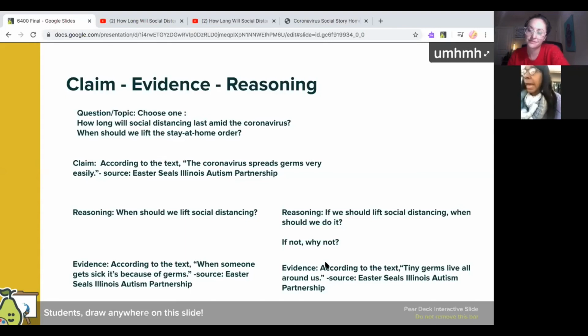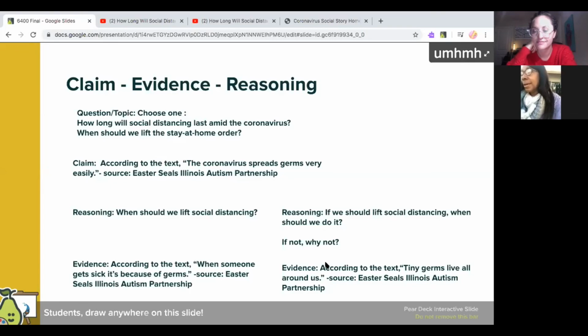Remember, when you're providing your text evidence, always be sure to include the words according to the text, and make sure you use appropriate punctuation, using a comma and then quotation marks to cite the evidence that you find directly from the text. Next, you'll follow up with reasoning, and you can provide two aspects of reasoning. One could be, when should we lift social distancing? Or you can also use reasoning to address the question, if we should lift social distancing, when should we do it? If not, you might want to reason why not. And again, cite the source of your evidence.